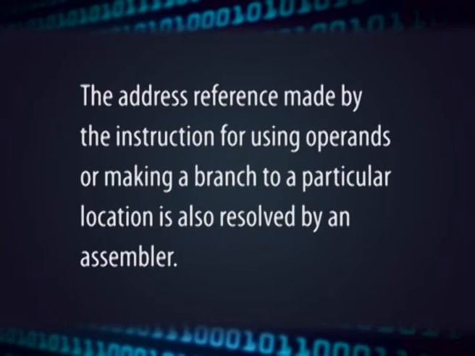In order to perform the conversion task, the assembler has to analyze the source program and find out the equivalent machine codes of all the mnemonic codes used, and resolve the addresses represented as labels using actual physical addresses. The address reference made by the instruction for using operands or making a branch to a particular location is also resolved by an assembler.